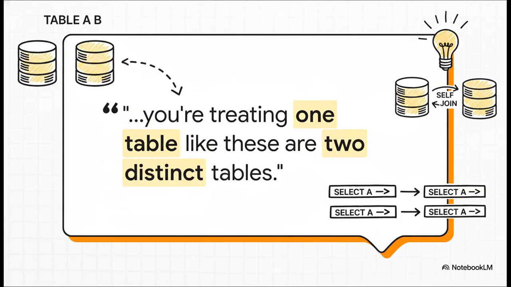And this quote right here, this is the whole idea. This is the mental leap you have to make. To pull off a self-join, you have to pretend, just for a moment, that you actually have 2 separate identical copies of the same table.